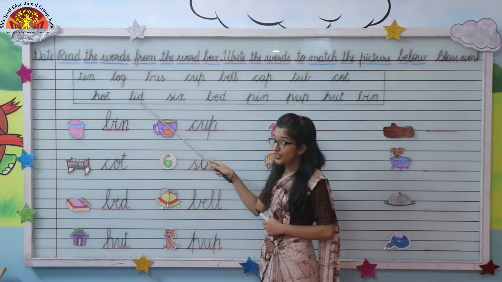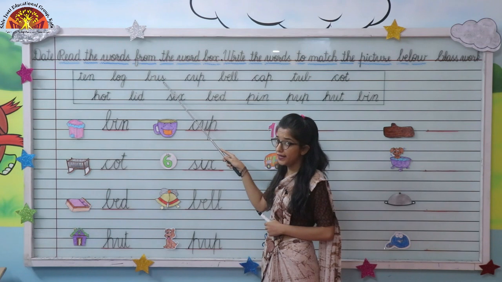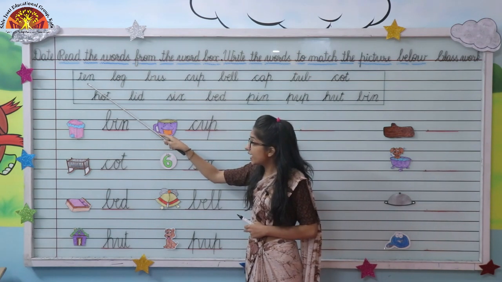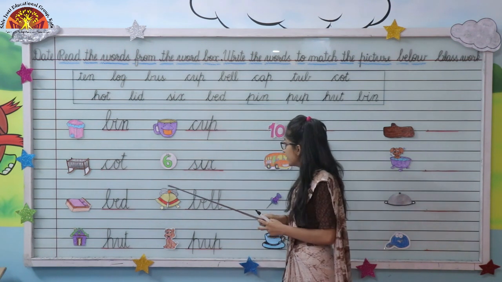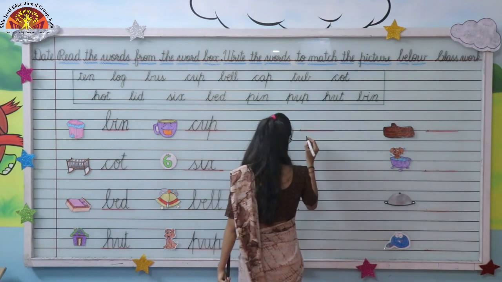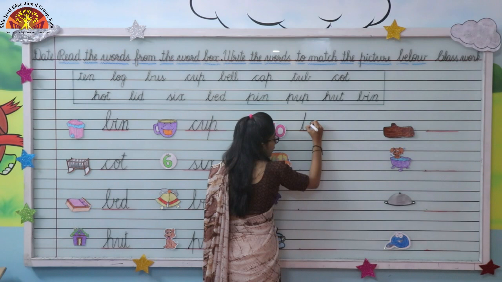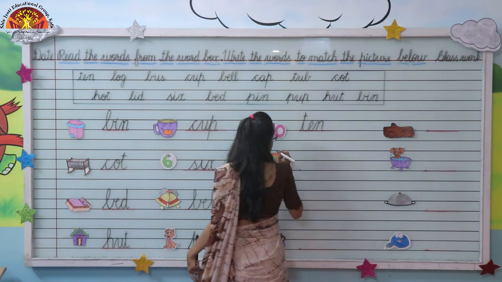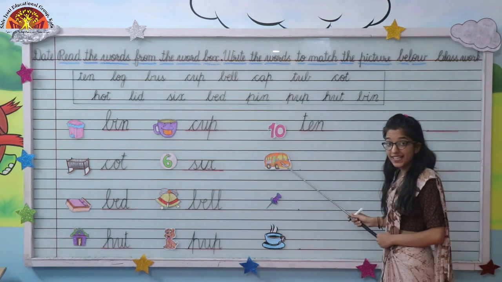L-I-D, lid. No. This one is B-U-S, bus. No. This one is T-E-N, 10. Yes, this one is correct one. So we have to write here spelling of 10. T-E-N. T-E-N, 10.